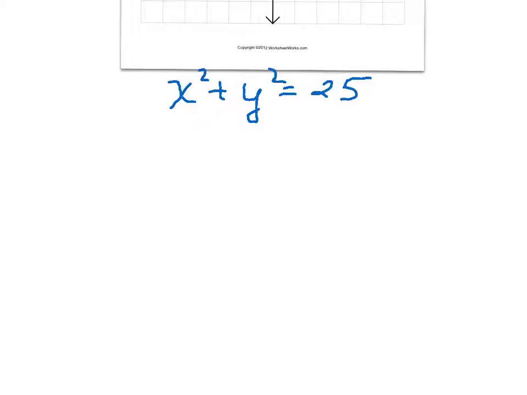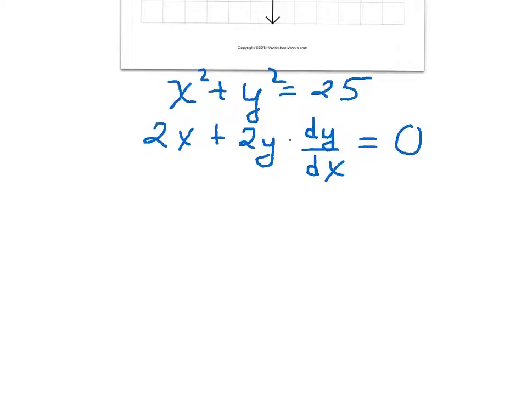The derivative of our first term right here, as you'd expect, is 2x. The derivative of our second term is going to be 2y, as you'd expect, but because of the chain rule, we have to multiply by dy/dx, the derivative of this interior function. The derivative on the right-hand side of 25 is just 0. So there's an equation that involves our slopes, dy/dx.